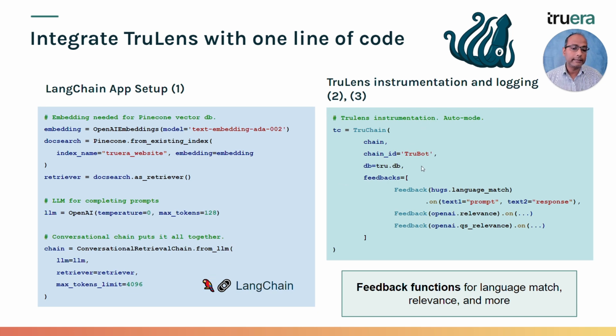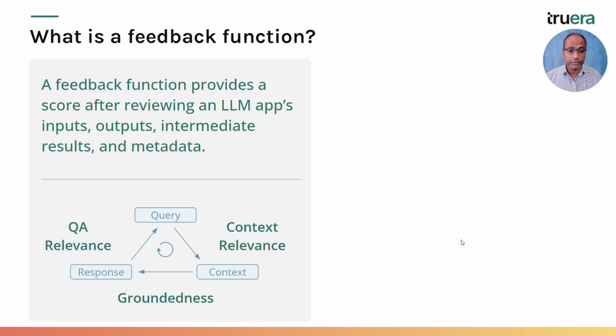And then on the right is just the one line of code with which you can instrument your LangChain app to record the prompts, responses, and intermediate results, as well as invoke these feedback functions to evaluate how the application is doing with respect to language match, relevance, and context level or QS relevance. Feedback functions are an important technology abstraction that lets you automatically get a score after reviewing an LLM app's inputs, outputs, intermediate results, and metadata.